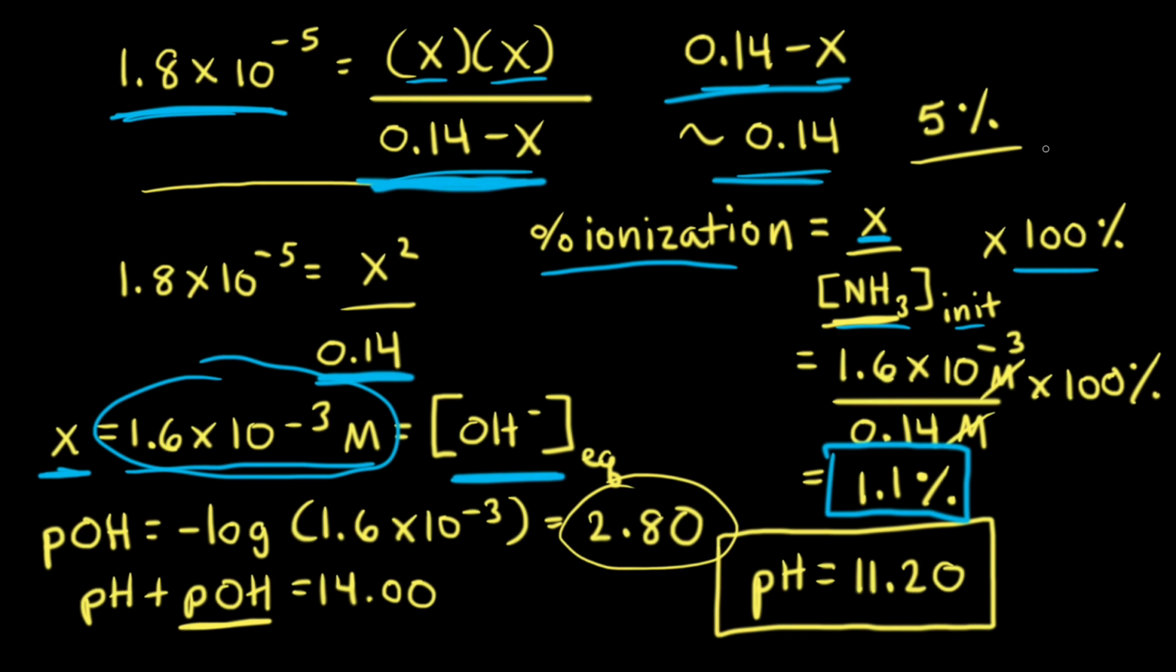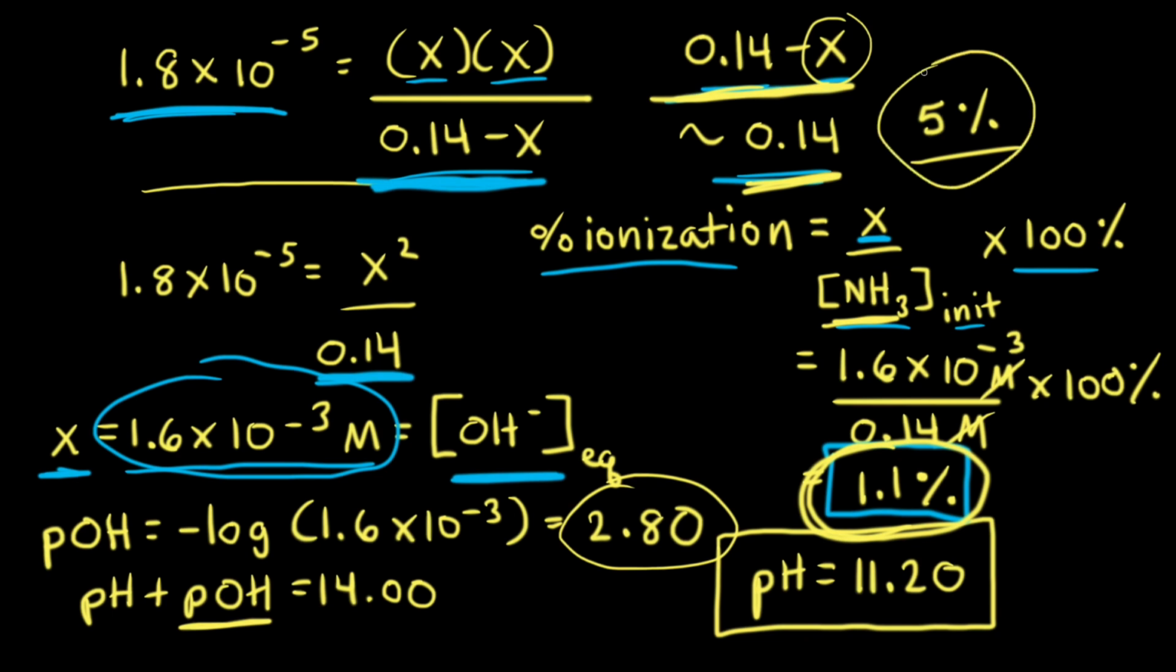Once you calculate the percent ionization, you need to think about the 5% rule. And the 5% rule says if your percent ionization is less than 5%, it's okay to use the approximation. So in our case, our percent ionization was 1.1%, which is less than 5%. So it's okay to say that 0.14 minus X is approximately equal to 0.14, because with such a low percent ionization, X is a really small value compared to 0.14. However, if you get a percent ionization greater than 5%, you can't use the approximation, and you need to use the quadratic equation to calculate X.